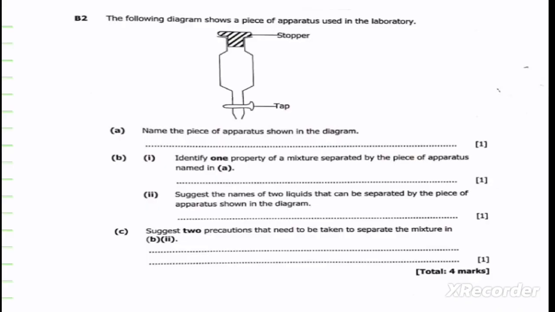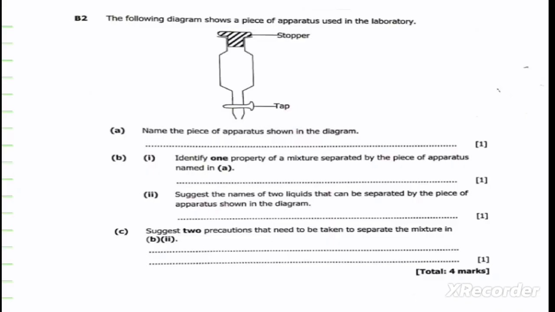Question B2. The following diagram shows a piece of apparatus used in a laboratory. So we have a piece of apparatus right over here. We have the stopper and the tap. Before I start answering the question, we have to know what this piece of apparatus is.